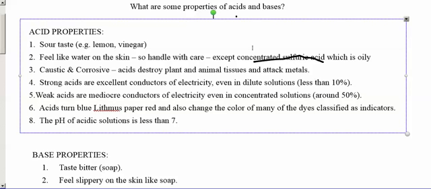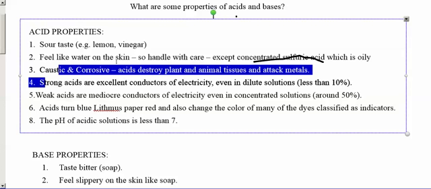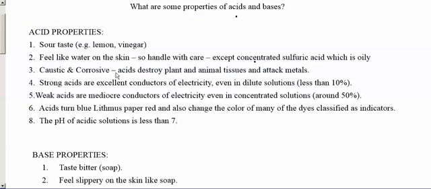Whoa. It feels a little oily. They're caustic and corrosive. Caustic means it will destroy plant and animal tissue, and corrosive means it will attack metals. So acids do both. They conduct electricity very well if it's a strong acid, and we'll talk about what a strong acid is in a moment.